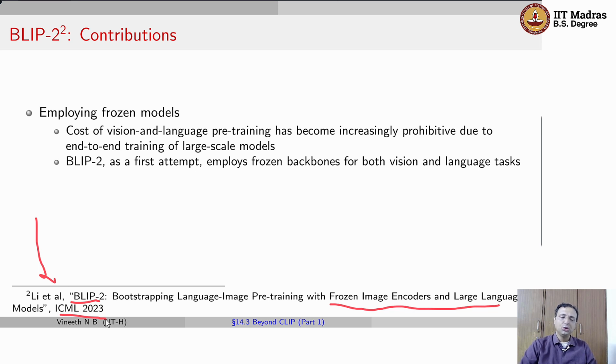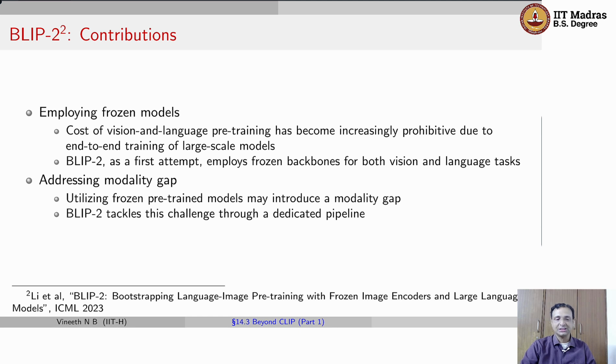So their USP is that often we'd like to use frozen pre-trained vision models or language models. Unfortunately, all previous approaches until then were trying to do end-to-end fine-tuning or training of large-scale models, which can be very costly and even prohibitive. Their main focus in BLIP-2 was how do we come up with a method to use frozen backbones for both vision and language tasks. That was their mandate, and they came up with an interesting approach to achieve this.